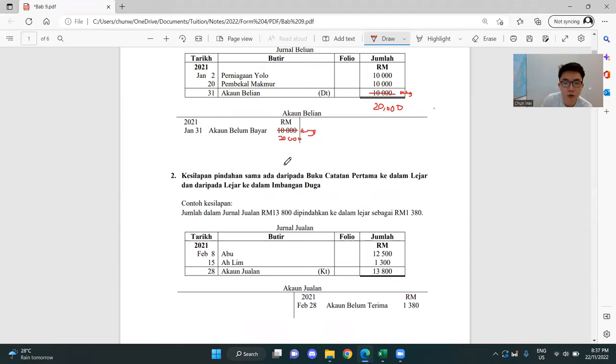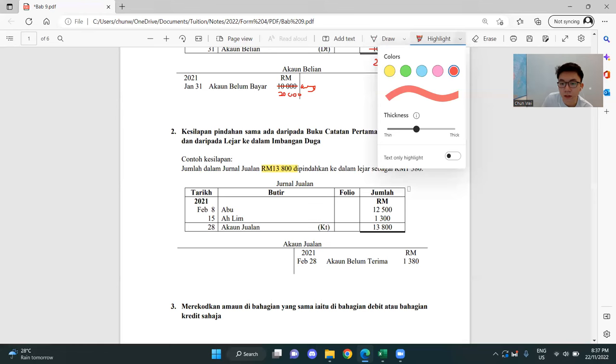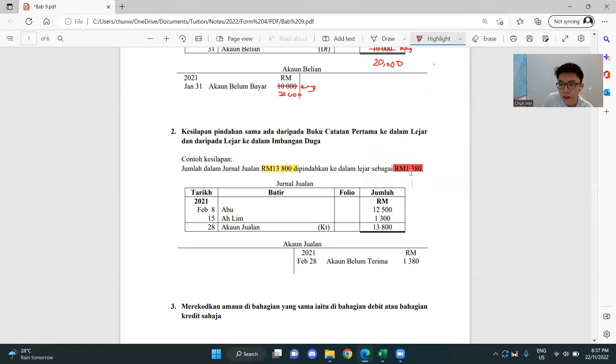Now, next, go to number two. There is a kesilapan pindahan sama ada daripada buku catatan pertama ke dalam leja dan daripada leja ke dalam imbangan duga. So, contoh kesilapan. Jumlah dalam jurnal jualan is 13,800 dipindah ke dalam leja sebagai 1380. Which one is the betul punya? The betul is 13,800. Which one is salah? The salah one is 1380.